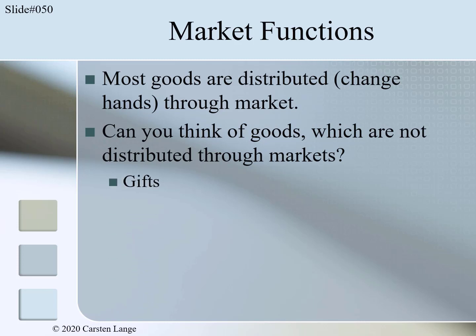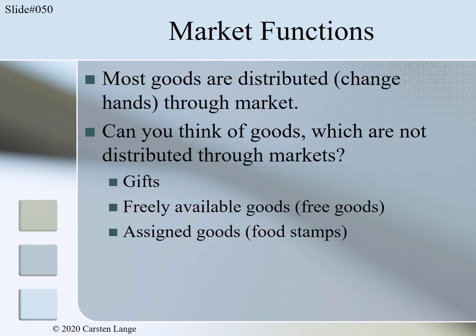Examples are gifts, freely available goods. We as economists call them free goods. An example would be the air we breathe. We don't have to pay for it, but we can breathe anyway. Another example for goods which are not distributed through markets are assigned goods. Sometimes the government assigns goods to people. An example are food stamps.